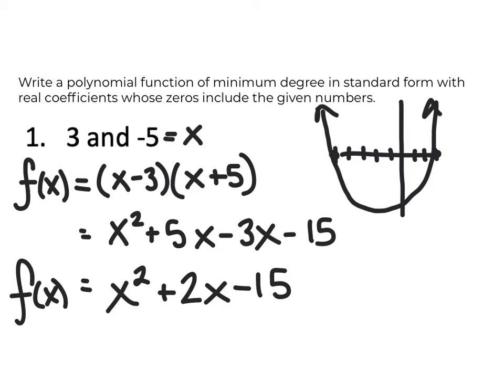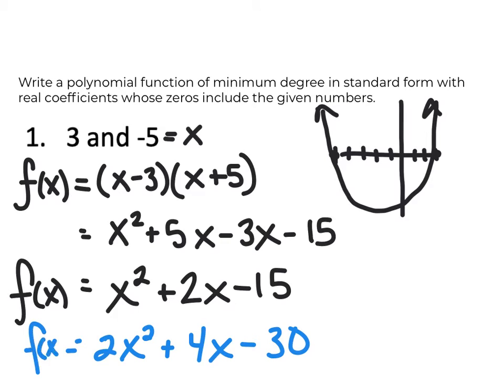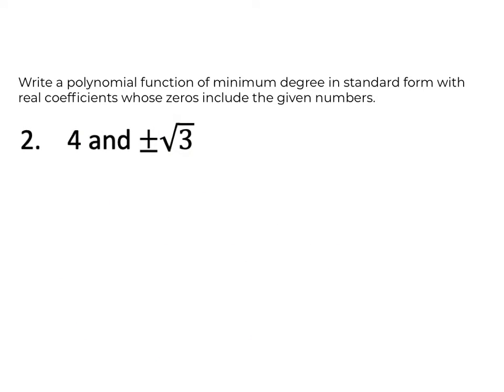Now, this is not the only polynomial function that fits these given conditions. If I multiplied this all by 2, 2x squared plus 4x minus 30 is another polynomial function, and there's really an infinite more, but this is probably the simplest one that we can create.